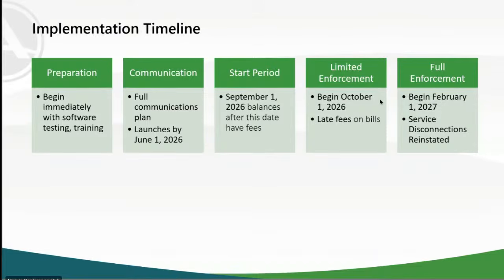But my preference would be to be a little bit more aggressive with these disconnects, because I think that's the main forcing function. Really line it up: September, beginning of October, we start both late fees and the service disconnects.